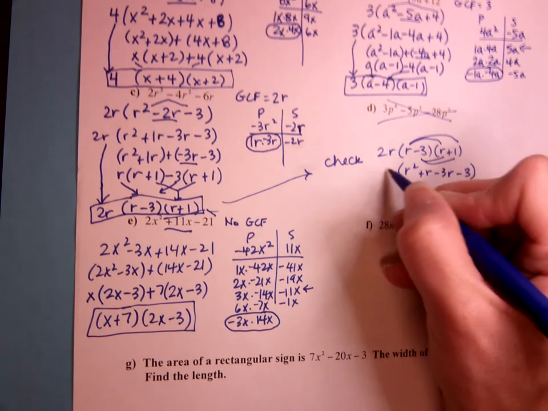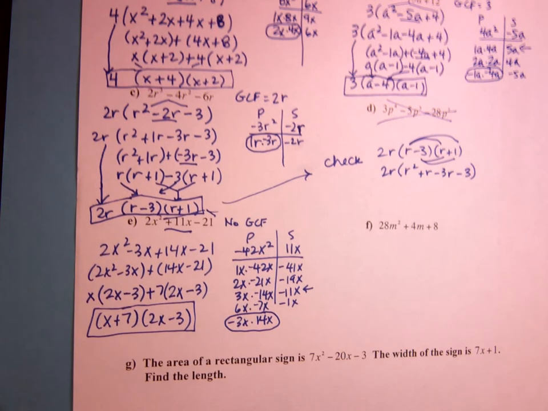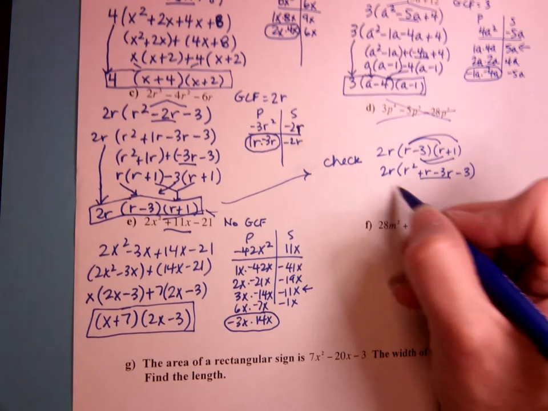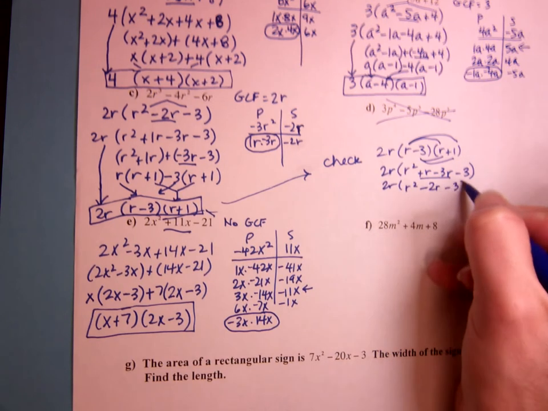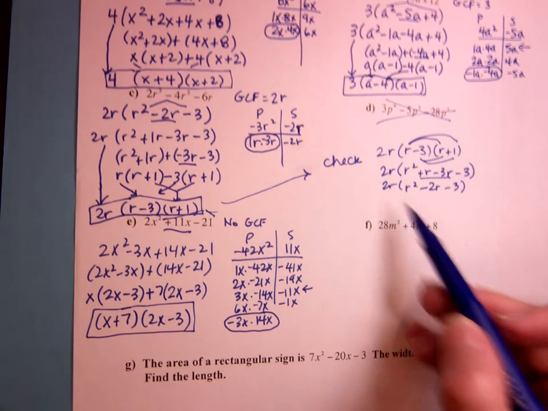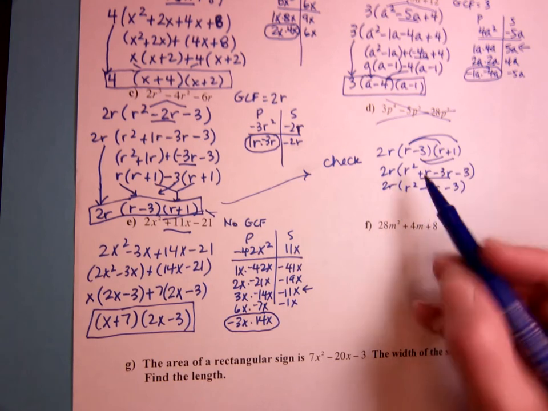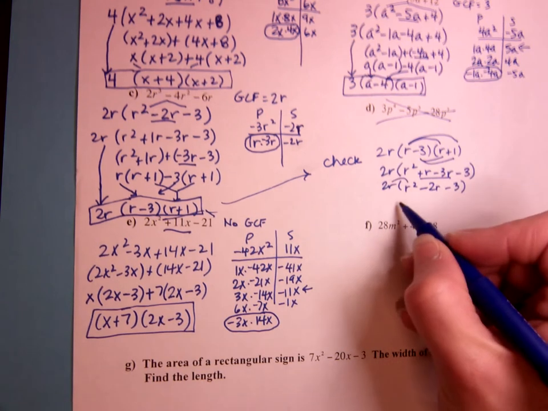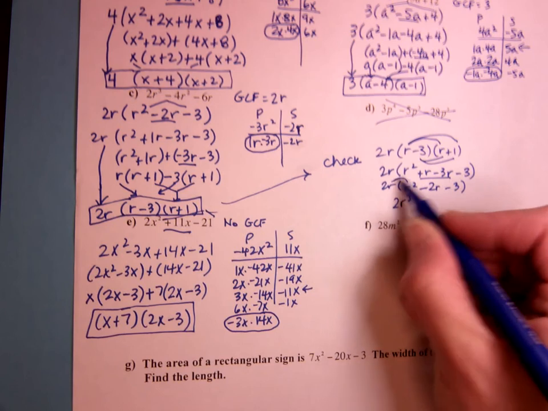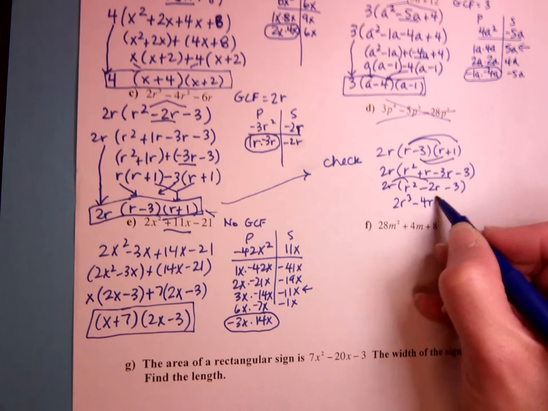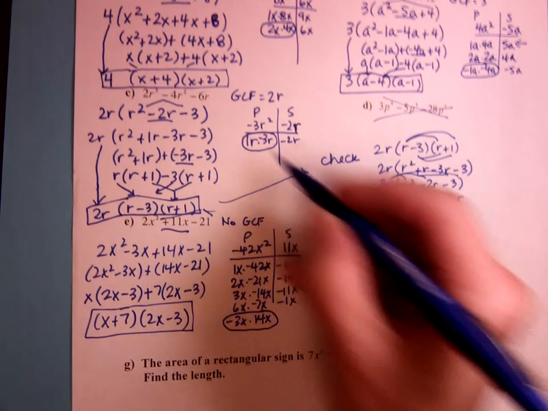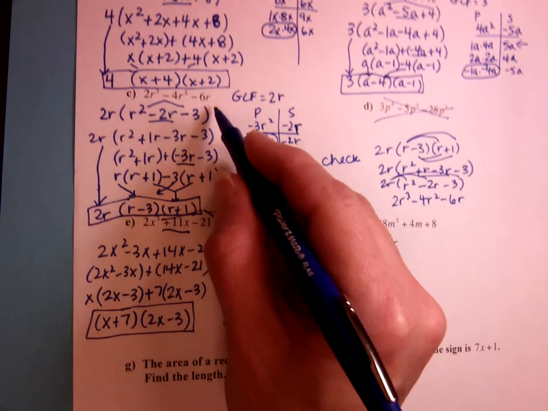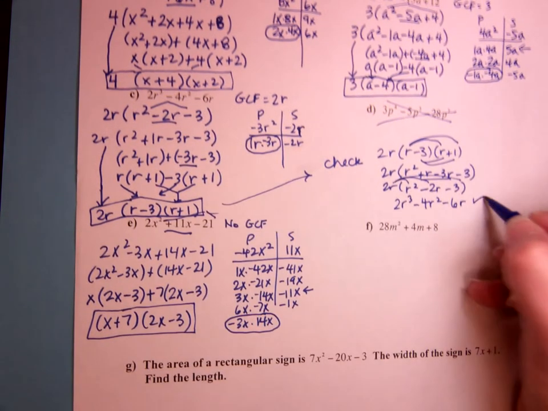And you still have that 2r in the front. We can go ahead and combine these. So that's r squared minus 2r minus 3. And then because this 2r is in front here, we're going to distribute that. So 2r to the third minus 4r squared minus 6r gets us back to the original problem that we had there. So that checks out.